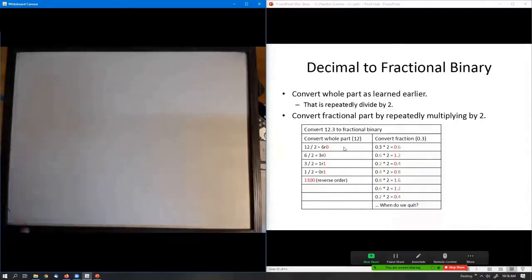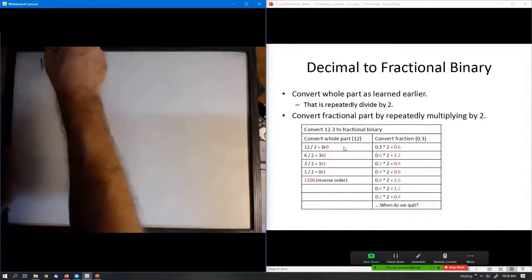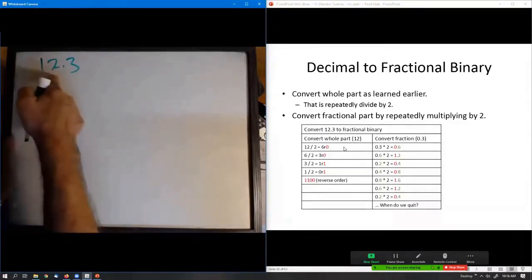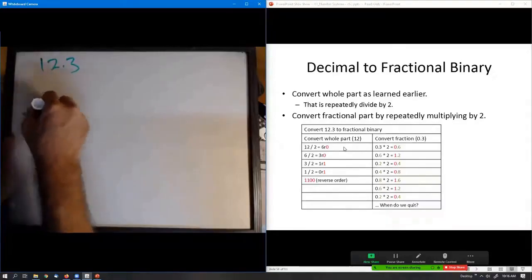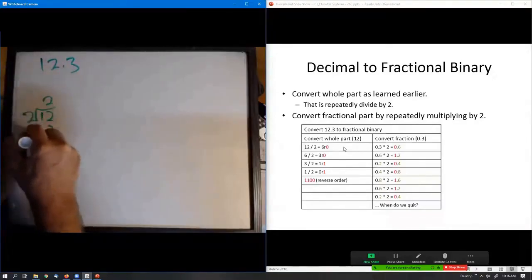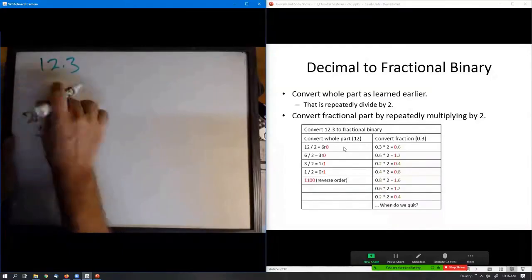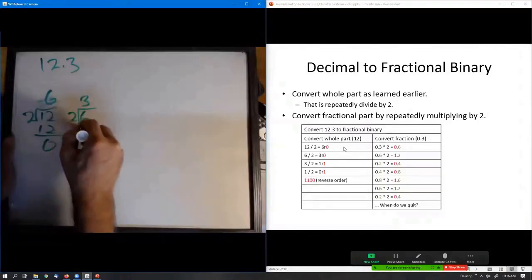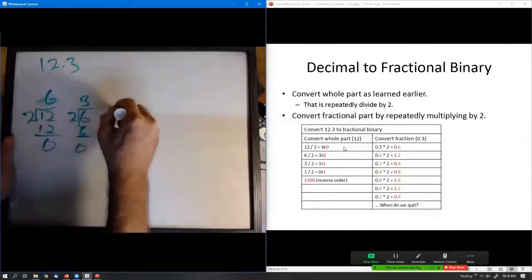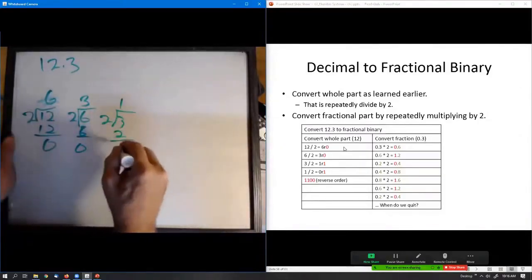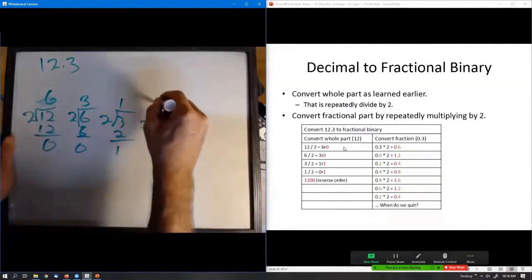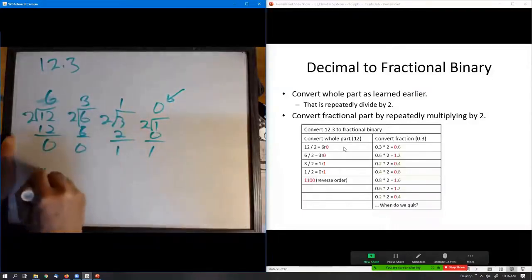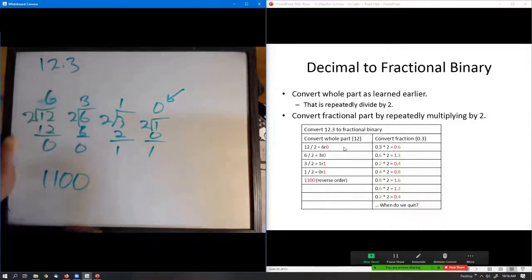All right, so if you got something like 12.3, how are we going to convert that? We're going to convert it by this side. We repeatedly divide by 2. So 2 will go into 12. 2 times 6 is 12, leaves us with a 0. 2 will go into 6. 3 times 2 is 6, leaves us with a 0. 2 will go into 3. 1 times 2 is 2, leaves us with a 1. 2 will go into 1 0 times. That 0 means we're done. 0 times 2 is 0, leaves us with a 1. In reverse order, 1 1 0 0. So 12 turns into 1 1 0 0.